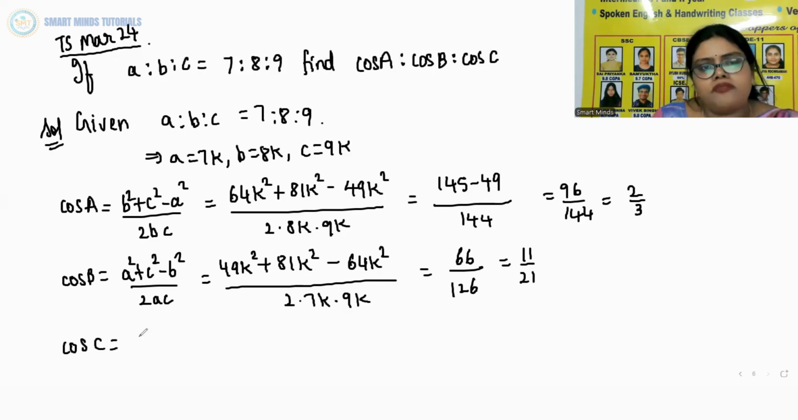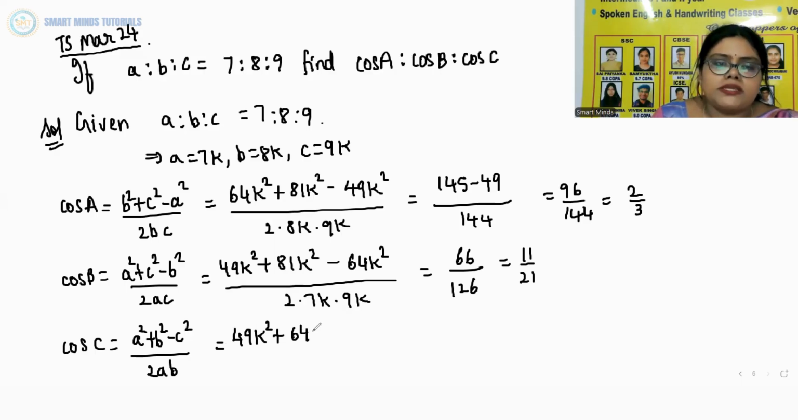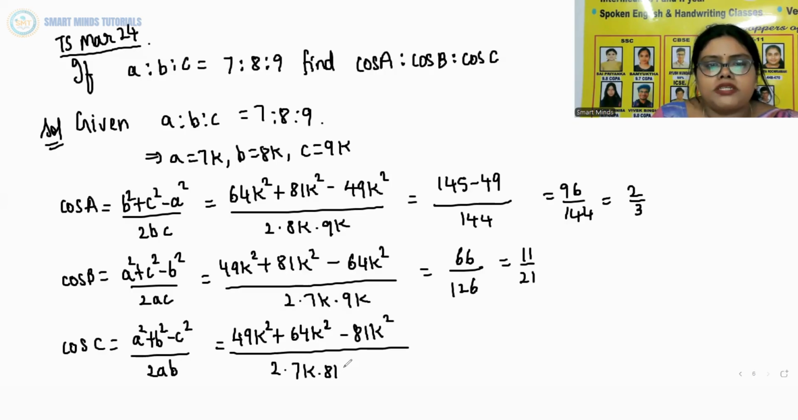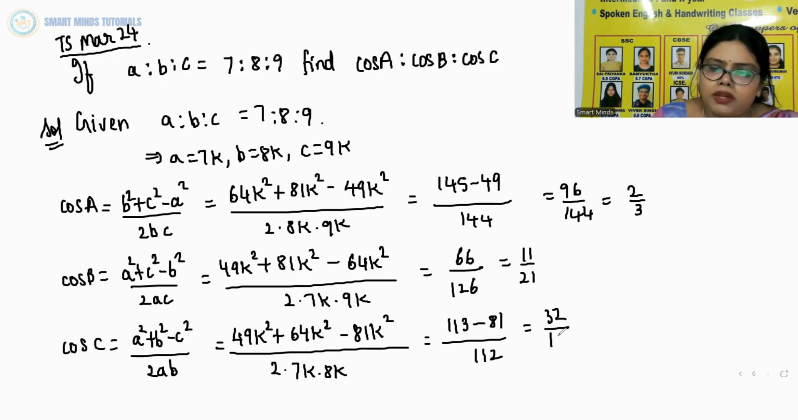Next, cos C. Cos C formula is (a square plus b square minus c square) by 2ab. So a square is 49k square, b square is 64k square, minus 81k square, by 2 into 7k into 8k. So this is equal to 49 plus 64 is 113, minus 81, by 112. So 113 minus 81 is 32 by 112. So we are cancelling by 16 table. 16 twos are 32, 16 sevens are 112.